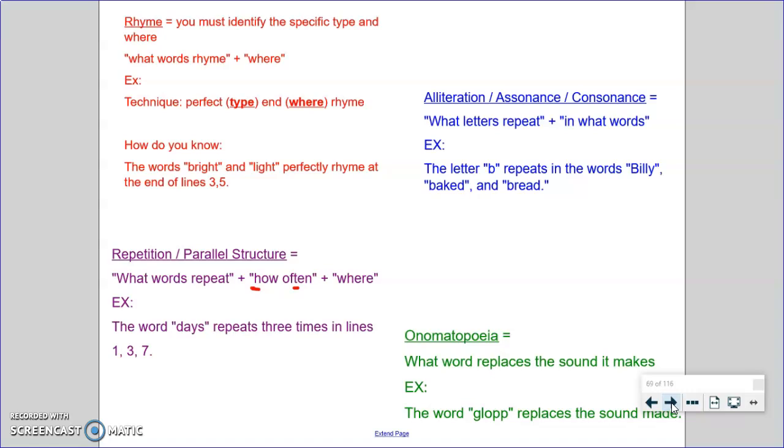That's always the one that gets left out, by the way. What words repeat how often plus where? So the word days repeats 3 times in lines 1, 3, and 7. And then if it's onomatopoeia, just simply explain what word replaces the sound that it makes.